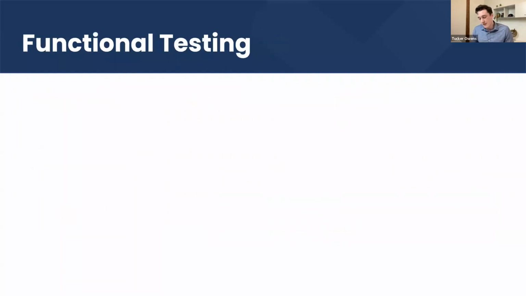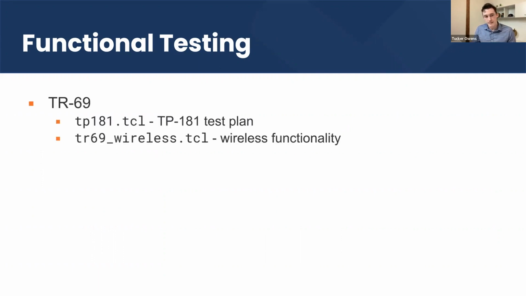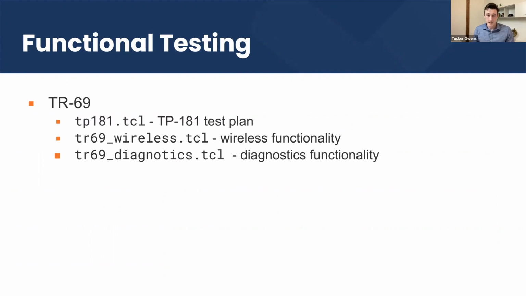So the other thing that I mentioned earlier on, in addition to profile tests, are functional tests, which I'm not going to go through in too much detail, but I did want to just touch on them. On the TR-69 side of things, CDRouter does have a lot of functional testing, which is really excellent. We implement the full TR-181 test plan, which tests a huge amount of functionality within the 181 data model.